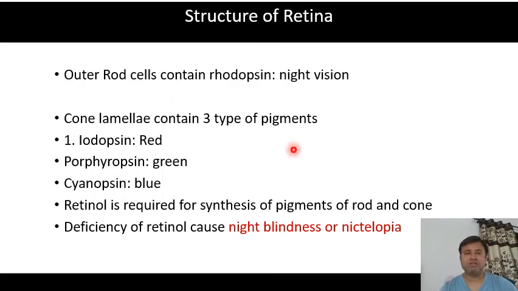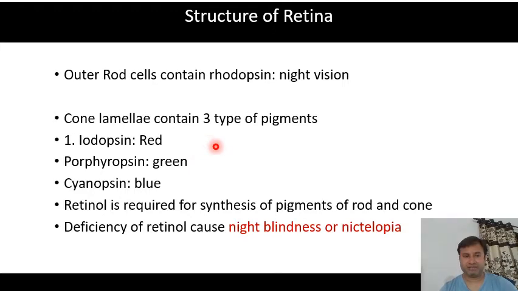Now continuing with the structure of the retina, the outer segment of rod cells contains rhodopsin pigment which is responsible for night vision. In the same way, the cone lamella contains three types of pigment. These pigments are responsible for day vision. First is iodopsin, which is responsible for day vision and especially for red color vision. Second is porphyropsin, which is responsible for green color, and third is cyanopsin, which is responsible for blue color. So in this way, these three pigments are present in the cone lamella, which is responsible for vision in the daytime.